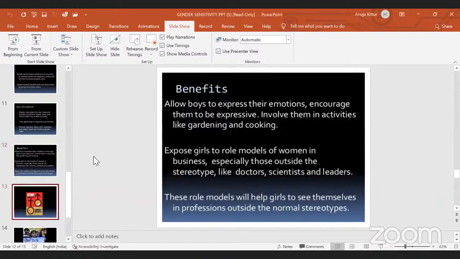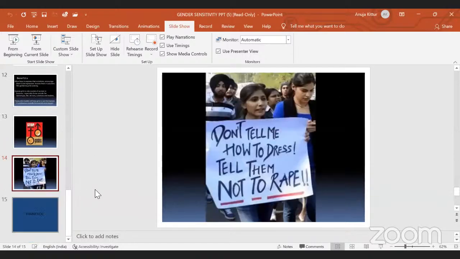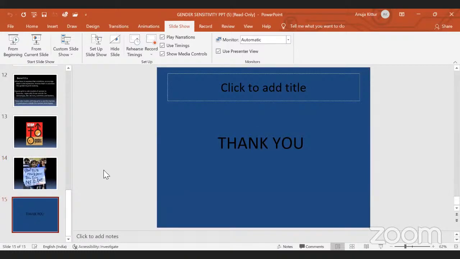So now this is the poster. We have to stop violence against women, and another poster of a girl saying, don't tell me how to dress, tell them not to rape. So this is it, ma'am. Thank you so much.